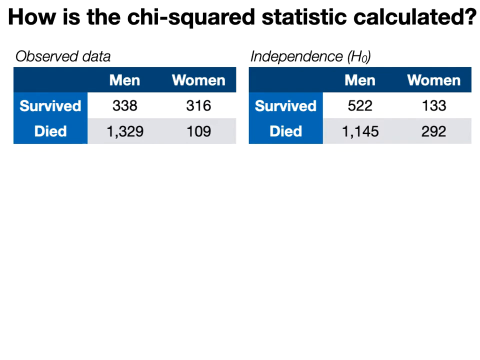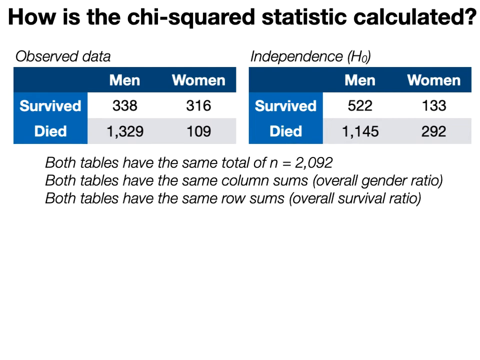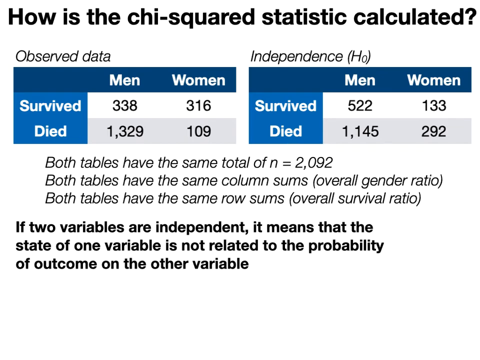Okay, so how is the chi-squared statistic calculated? This slide is going to walk you through that. So we've got our observed contingency table on the top left, and then I've created a contingency table with the same sample size, but that corresponds to the null hypothesis of independence. Both of these tables have the same total sum of 2,092 passengers. They both have the same column sums, so they have the same ratio of men and women, and they both have the same row sums, so they have the same ratio of survived and died. And so if the two variables are independent, it means that the state of one is not related to the probability of outcome on the other.